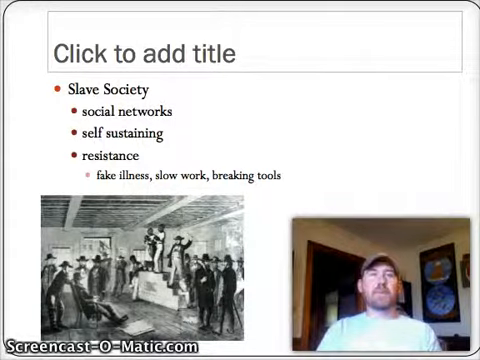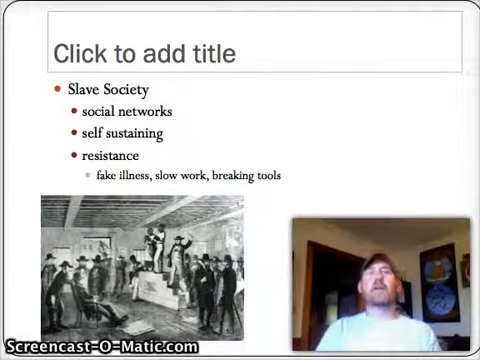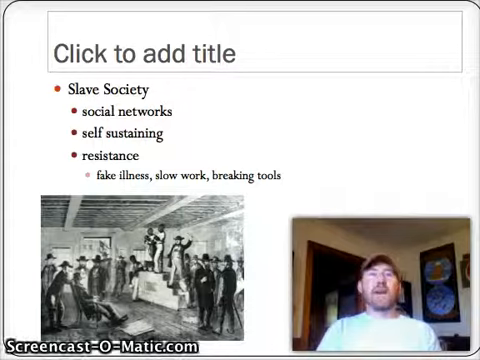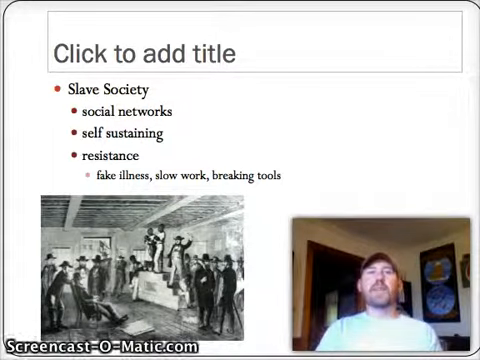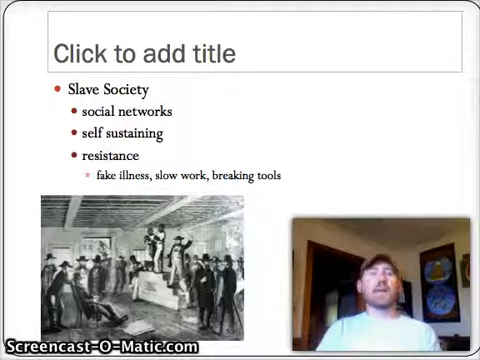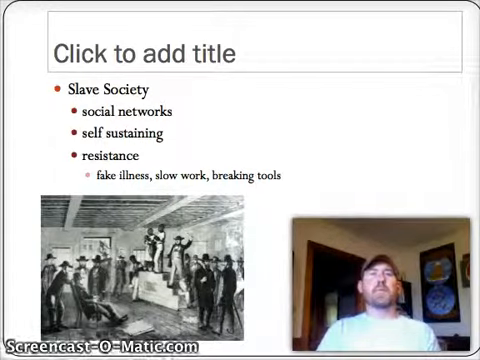Outside of some isolated rebellions like the Stono Rebellion or Nat Turner, which we'll talk about here in a little bit, there wasn't a lot of just outright reaction to slavery. It was more subtle. It was things like faking illnesses so you couldn't work. It was working more slowly than you normally do. And it was also breaking a tool so you couldn't get the job done.